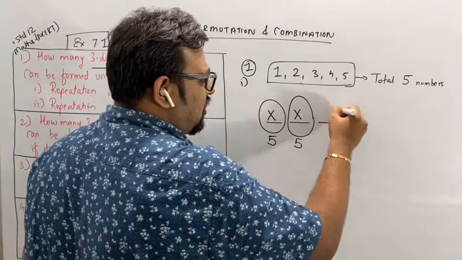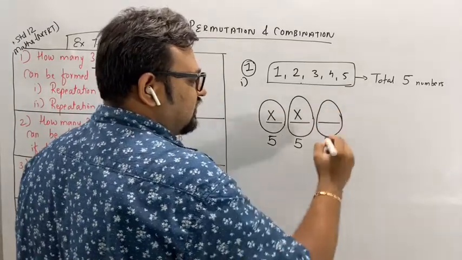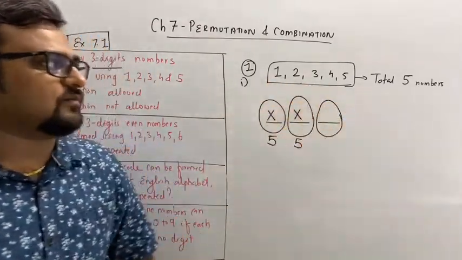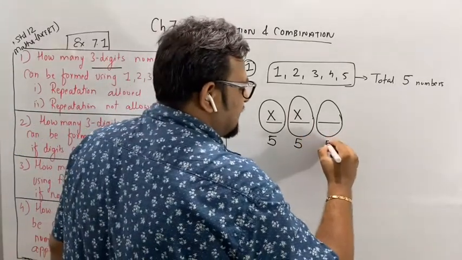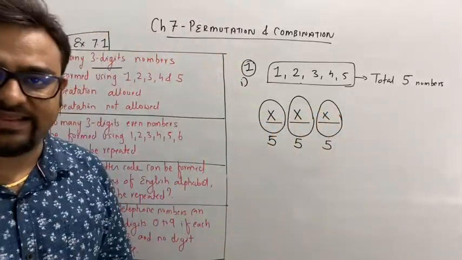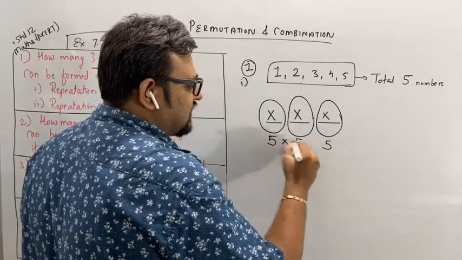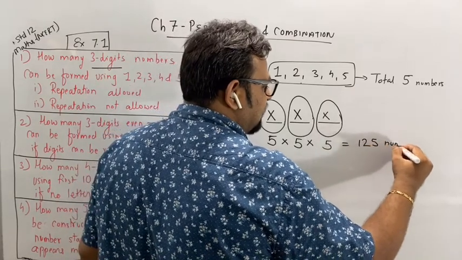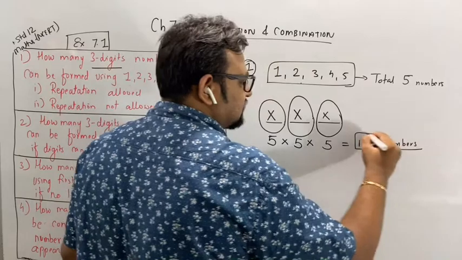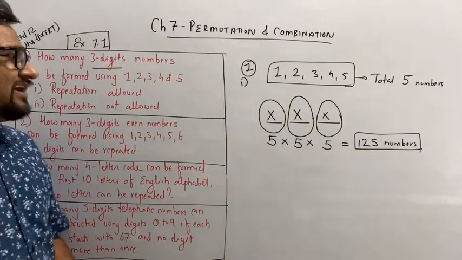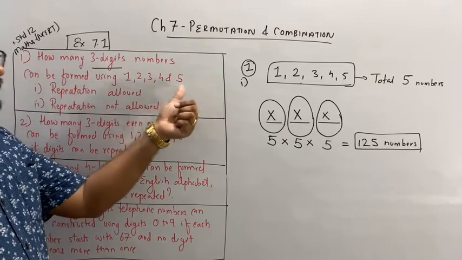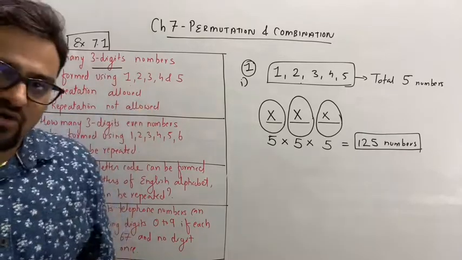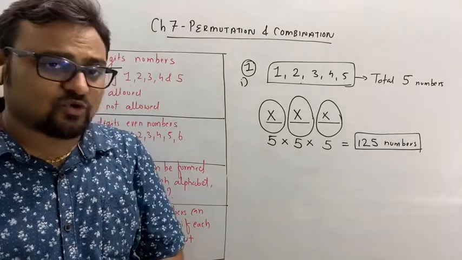Now for the third option. Okay, again, how many? I can repeat it. So again, I can put any number from these five. So here also I am having five possibilities. So the total is 5 into 5 into 5, 125 numbers. Okay, so I can form 125 numbers using 1, 2, 3, 4, and 5 of 3 digits when repetition is allowed.